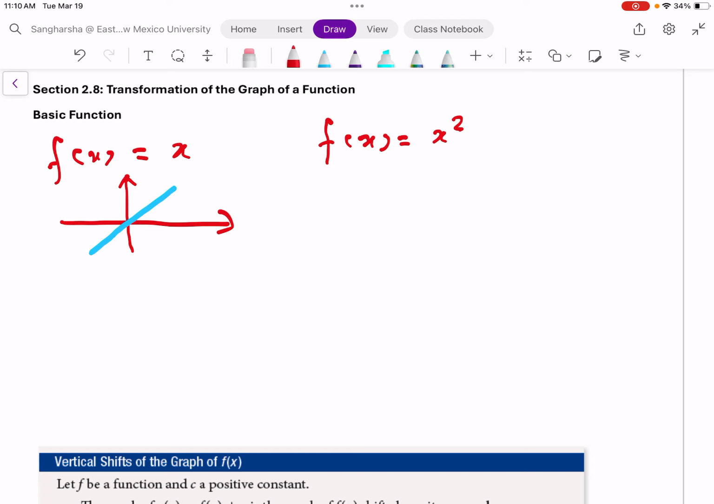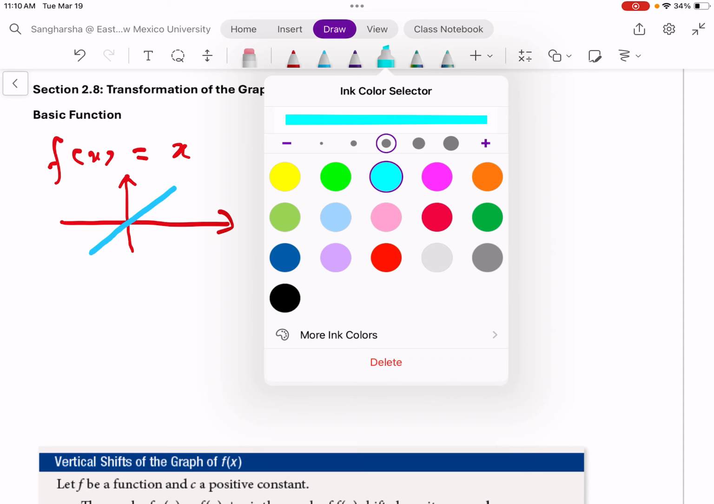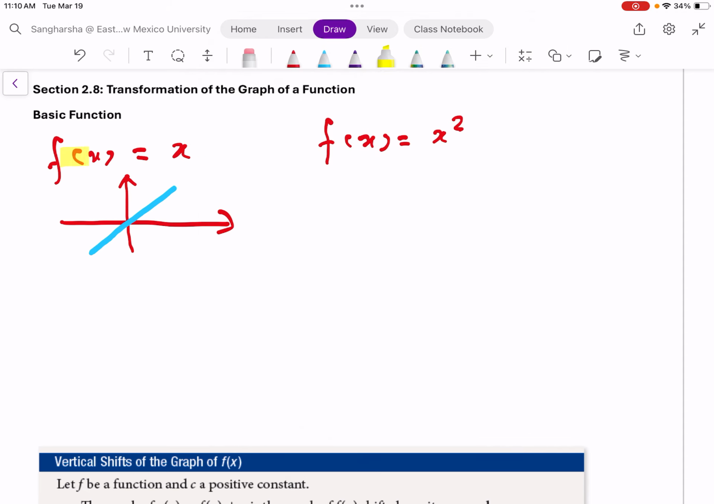Is it linear or not? The first one is linear, okay? So this is our linear function. Now if we compare, these two are not the same, right? First is linear, but second is quadratic or square function.